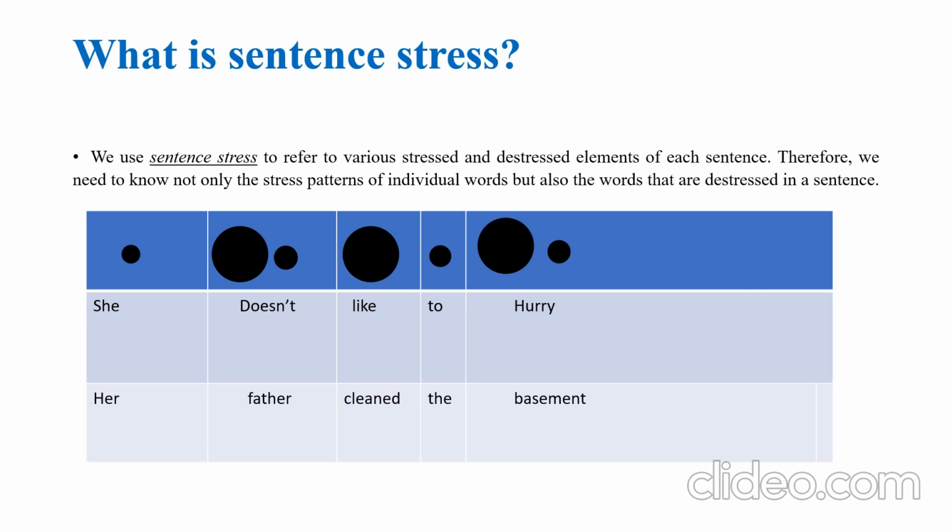Let's read these two examples. She doesn't like to hurry. She doesn't like to hurry. Her father cleaned the basement. Her father cleaned the basement. As you noticed, some words in these two examples were de-stressed, like she, her, to, the. So what is the reason?